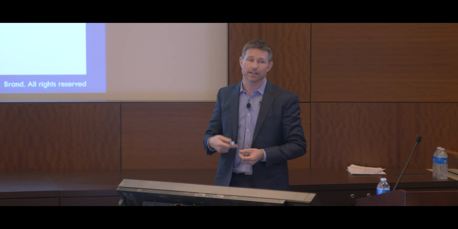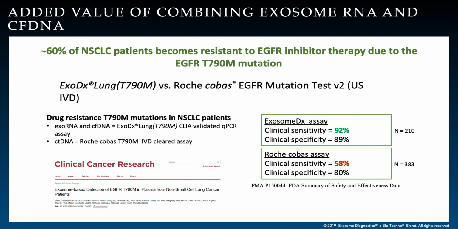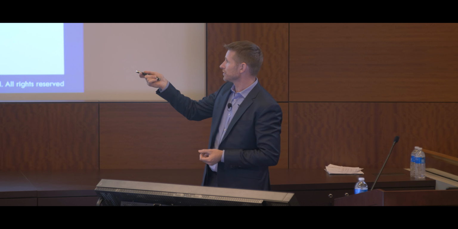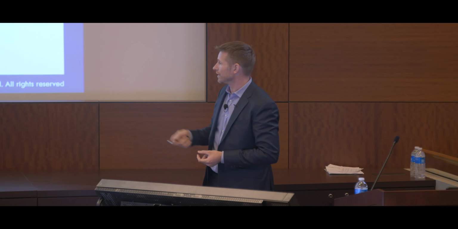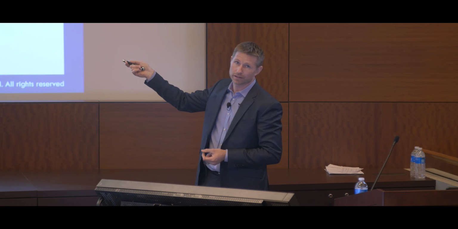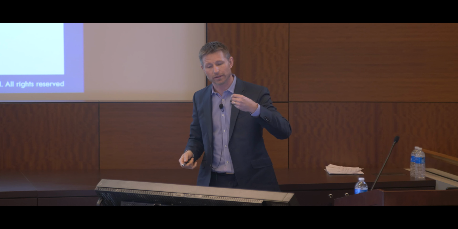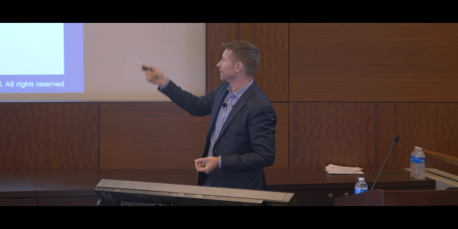This is another example of basically the same thing, where instead of doing a sequencing-based approach, we did a PCR-based approach. There's an FDA-approved test for liquid biopsy looking at T790M mutations. It's the Roche Cobas assay. So this one utilizes cell-free DNA. It's been published to have around 58% clinical sensitivity at an 80% specificity. We ran a study where we had a similar PCR-based assay, but that was able to pick up mutations on both RNA and DNA, and the clinical sensitivity went up to 92% at an 89% specificity.